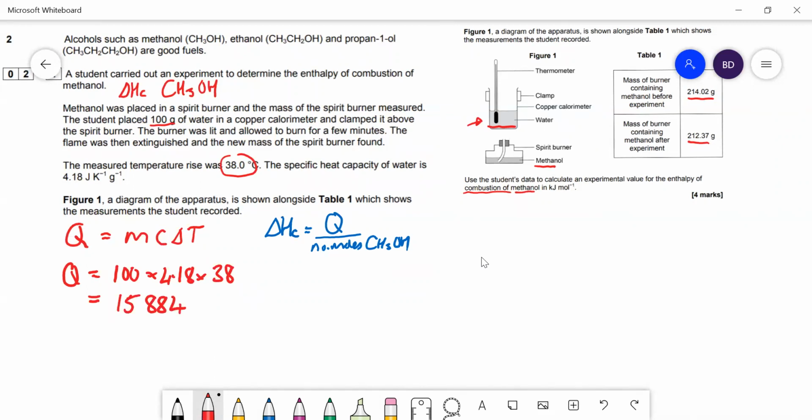Now we need to put Q into this expression here. We need to work out the number of moles of methanol first. So here's the mass of methanol burnt. Let's just work that out. We've got to subtract the final mass from the initial mass. That gives us 1.65 grams.